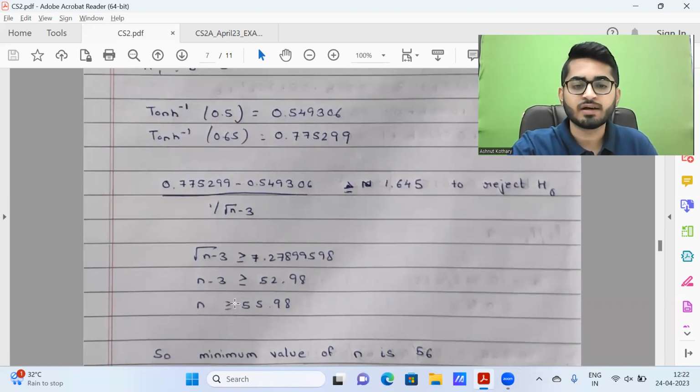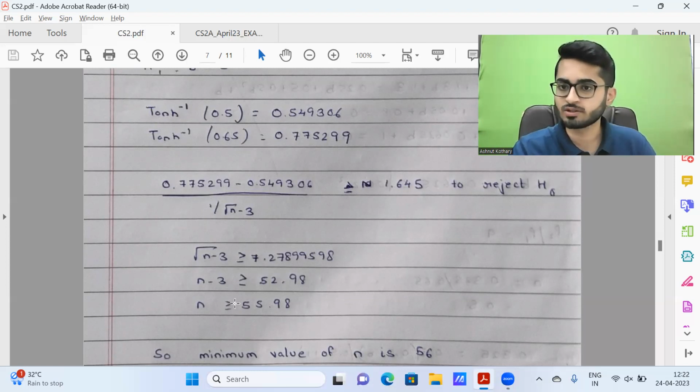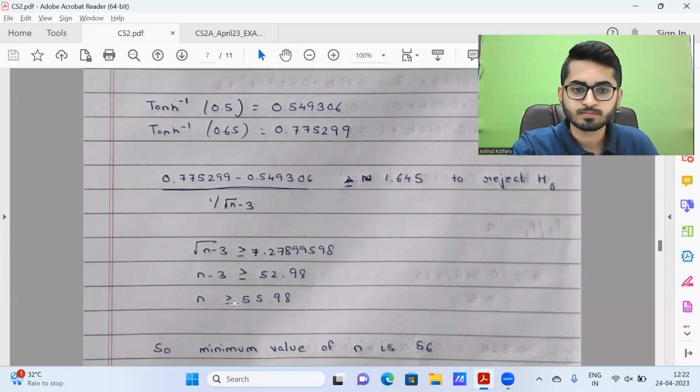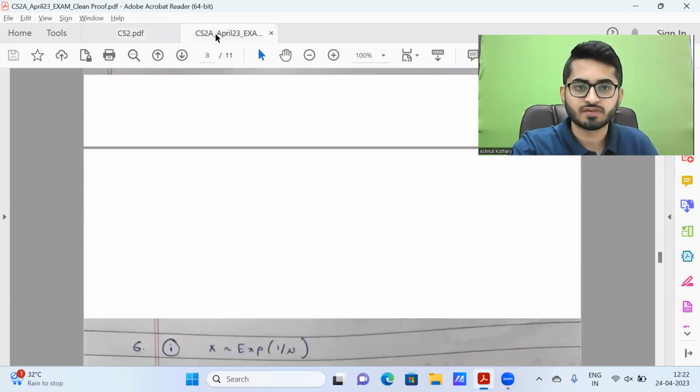And here n comes out to be greater than or equal to 55.98. Remember that n is data points. It should be an integer. So this value should be 56. It's not rounding off. Had this been even 56.01, the answer would have been 57, because we want n greater than or equal to 56.01. The next integer value is nothing but 57 only. So this was question 5.